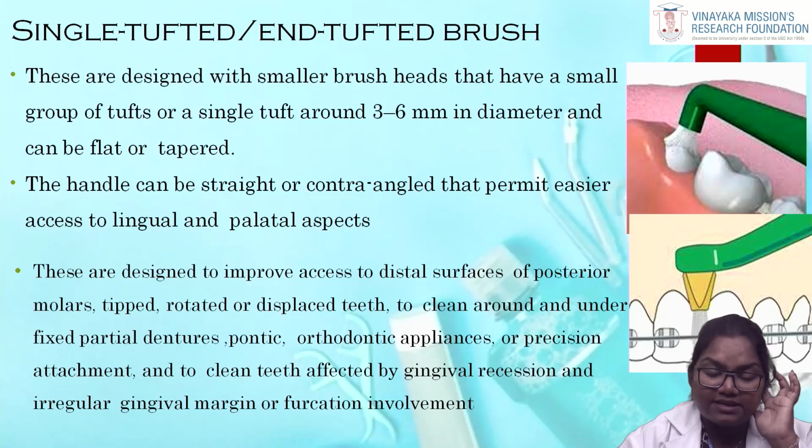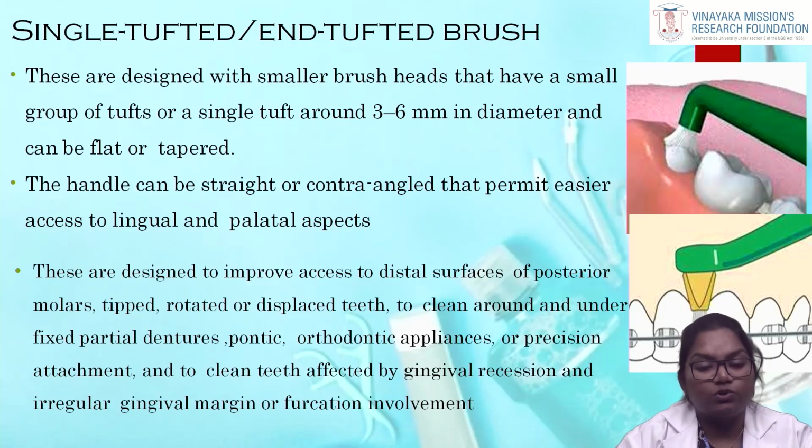So what is a single tufted and an end tufted brush? These are designed with smaller brush heads that have a small group of tufts, or a single tuft, around 3 to 6 mm in diameter, that can be flat or tapered. The handle can be straight or contra-angled, which permits easier access to the lingual and the palatal aspects.